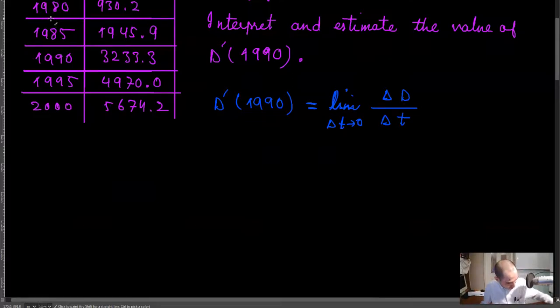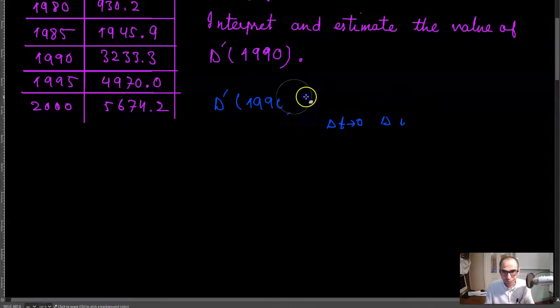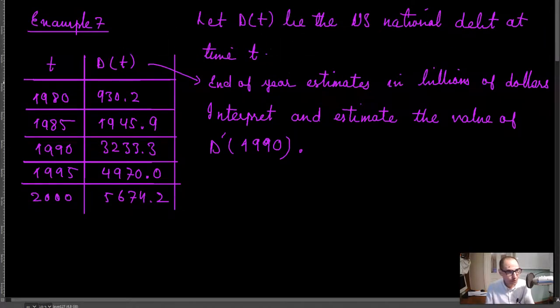Okay, so now the next question is example number 7. We have a table of values, meaning that the function has been defined only using a table of values. We have no relationship between x and y or t or anything, and no algebraic relationship.